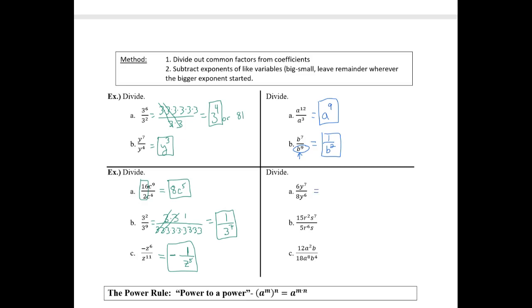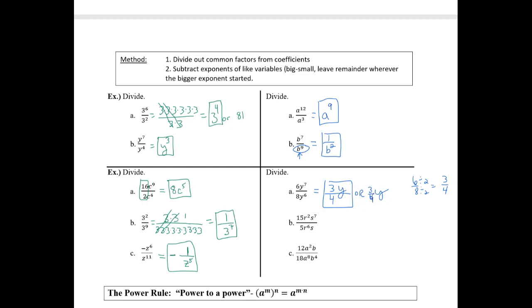Alright, next one. Now I have coefficients, so 6/8. It doesn't divide evenly, but if I just had the fraction 6/8, I could divide out a common factor of 2, and I would end up with 3/4. So I'm going to have a 3 in the numerator, 4 in the denominator. And then I look at my variables. Y to the 7th divided by y to the 6th. 7 minus 6 is 1, and I had more in the numerator, so that 1 ends up in the numerator. This would be the same thing as just saying 3/4 y.